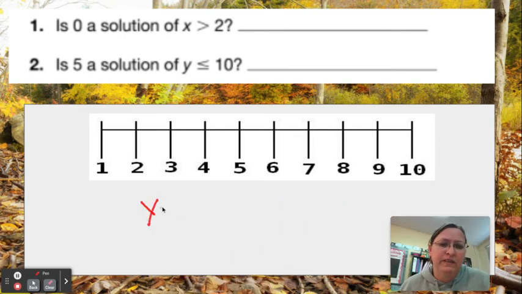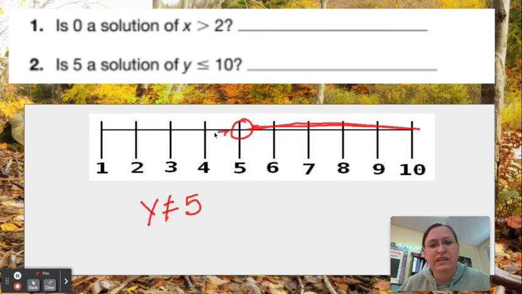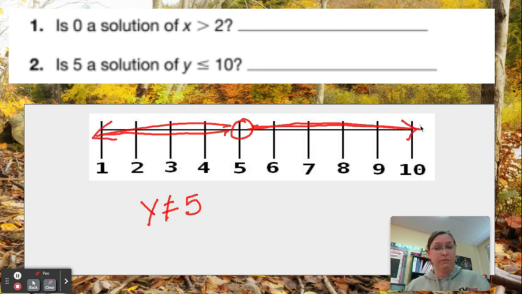If my answer is like y is not equal to 5, I would circle 5 and I would color in everything to the left and everything to the right. Y can be 2, Y can be 3, Y could be 1, Y could be 10, Y could be 9. Y just cannot equal 5.